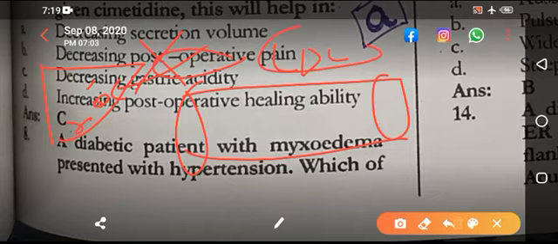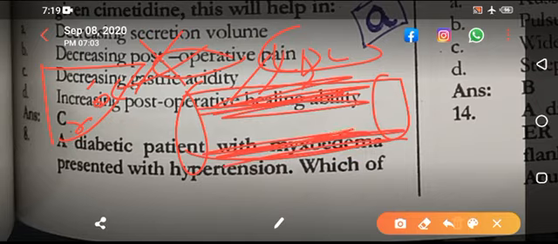In case of hypothyroidism, what happens? The LDL deposits in the vessel, and it causes increased thickening of the vessel wall. If it is causing increased thickening of the vessel wall, this is called atherosclerosis, and it is increasing resistance. And we have studied that the marker for diastolic hypertension is increased resistance. So that is why it leads to diastolic hypertension.